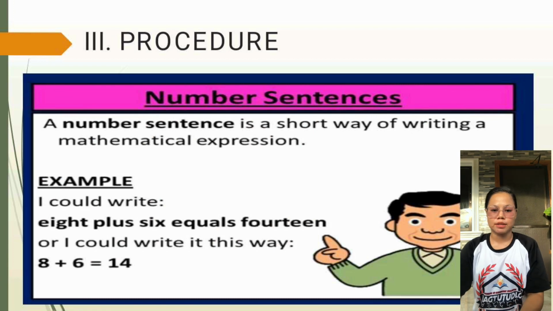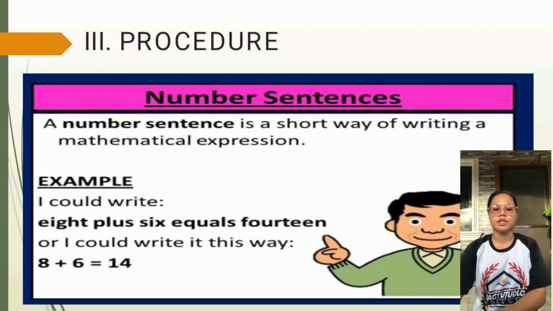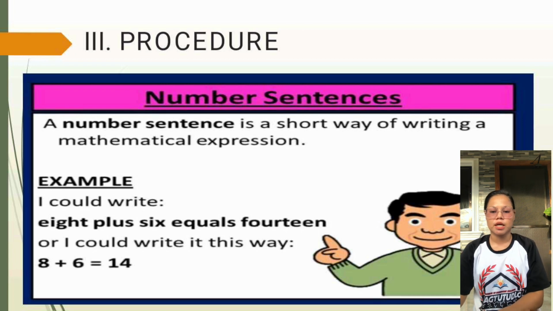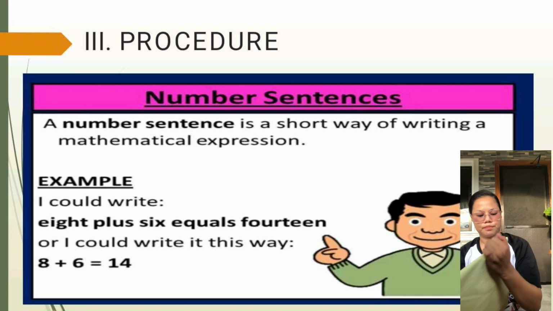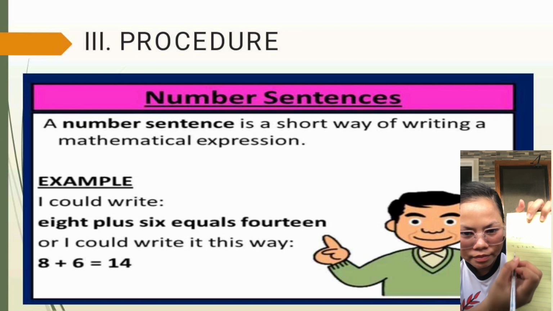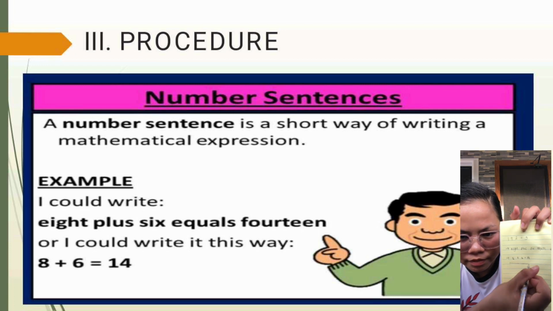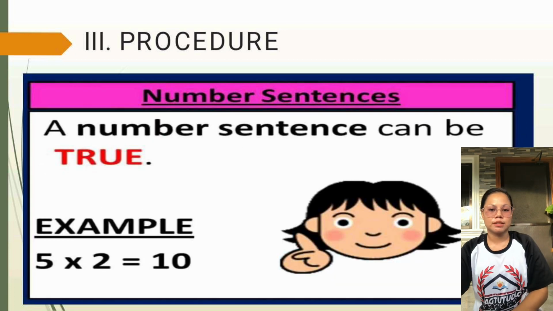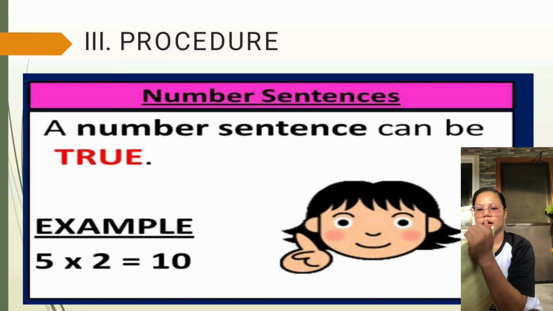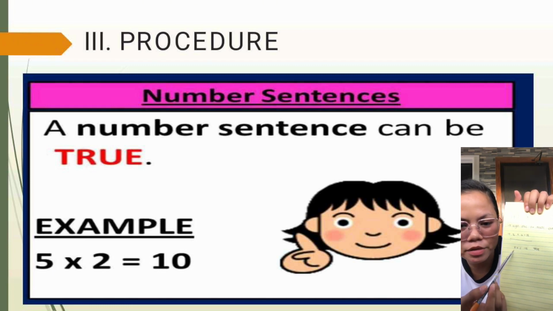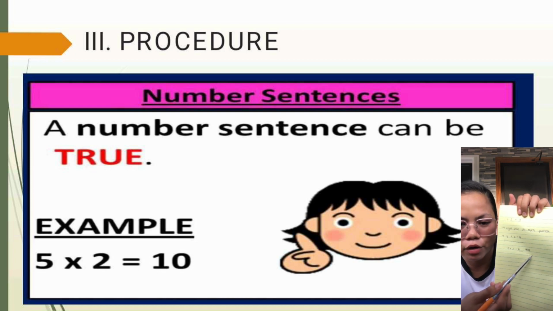So, a number sentence is a short way of writing a mathematical expression. Let's say for example, 8 plus 6 equals 14. Or I could write it this way, like this one. And then a number sentence can be true. Let's say for example, 5 times 2 equals 10. Of course, it is true, because 5 times 2, the result is 10. So it is true, not false.